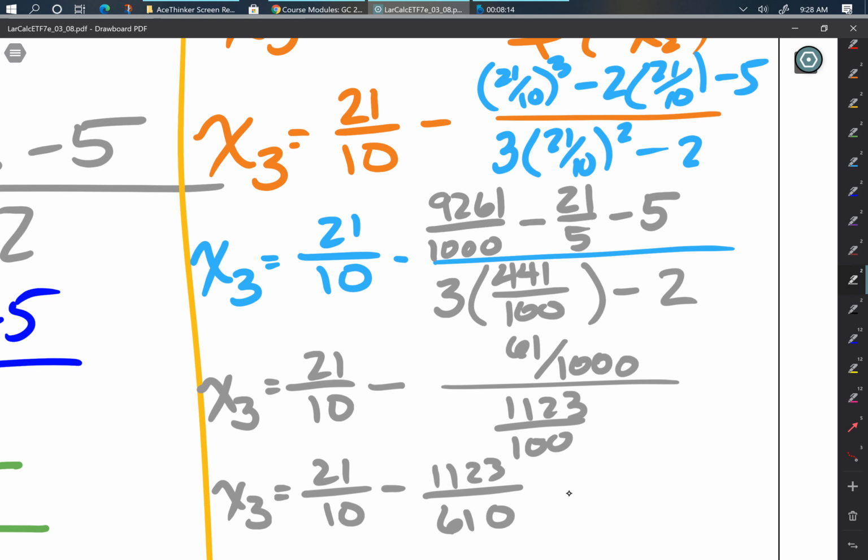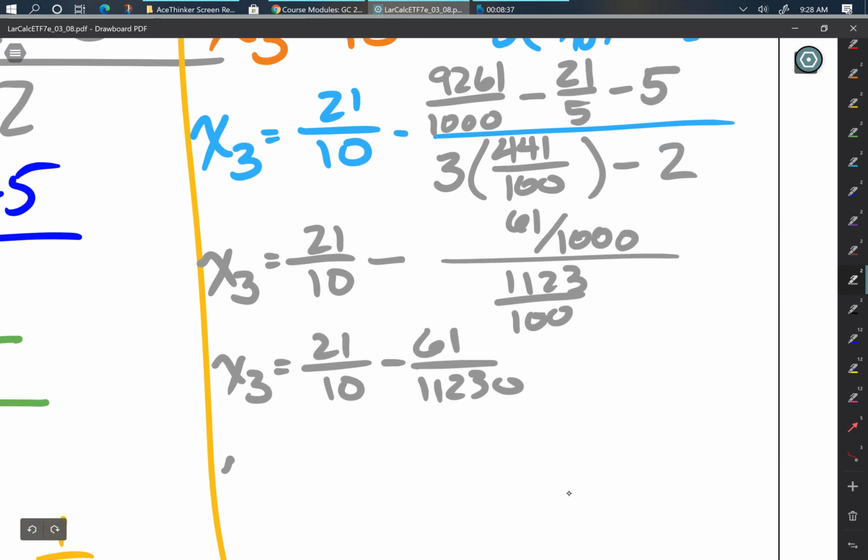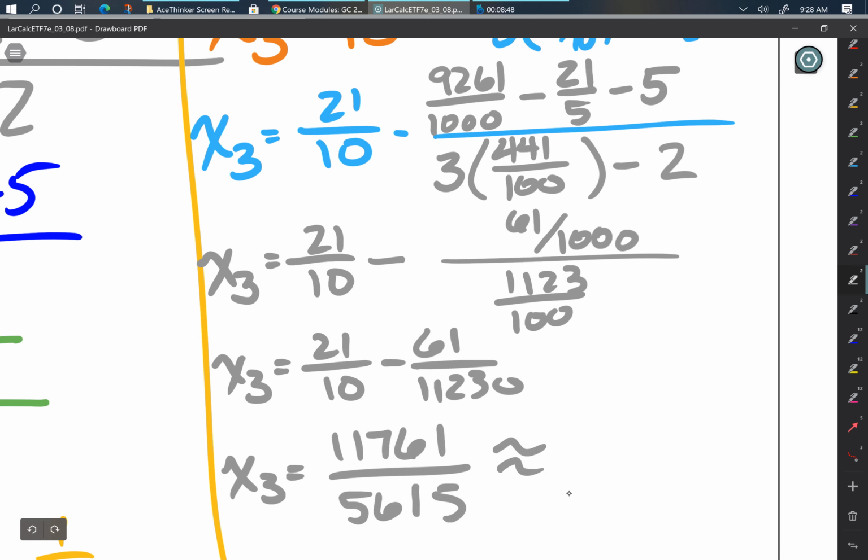I'm sorry, no. I got that upside down. It should be 61 over 11230. Yeah, that's right. And so then 21 divided by 10 minus that, and I get x sub 3 is equal to 11761 over 5615, or approximately 2.09.